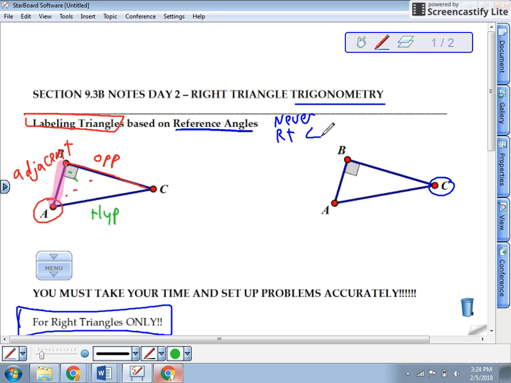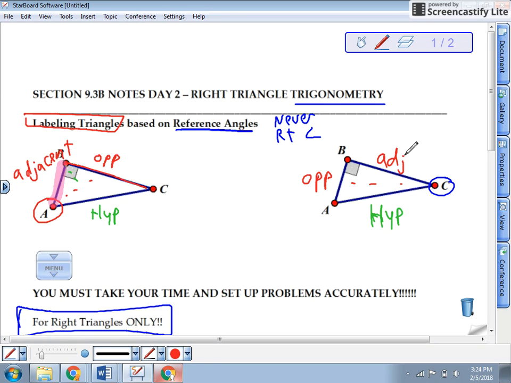Notice the hypotenuse is always the hypotenuse. It doesn't matter where our right angle is. It's the legs that change. Now this leg that is across, we call the opposite, and the leg that's next to it is the adjacent. Again, adjacent means next to. So that's the key to labeling.